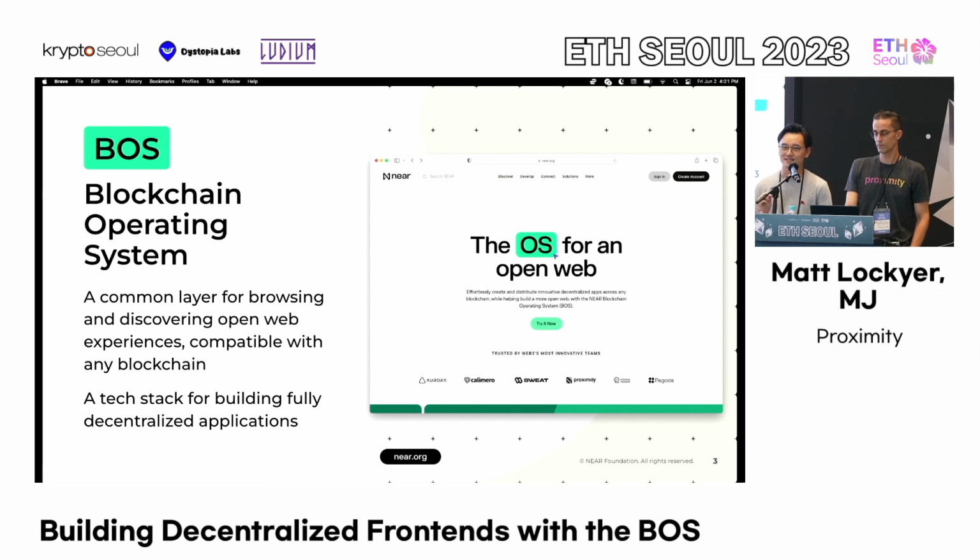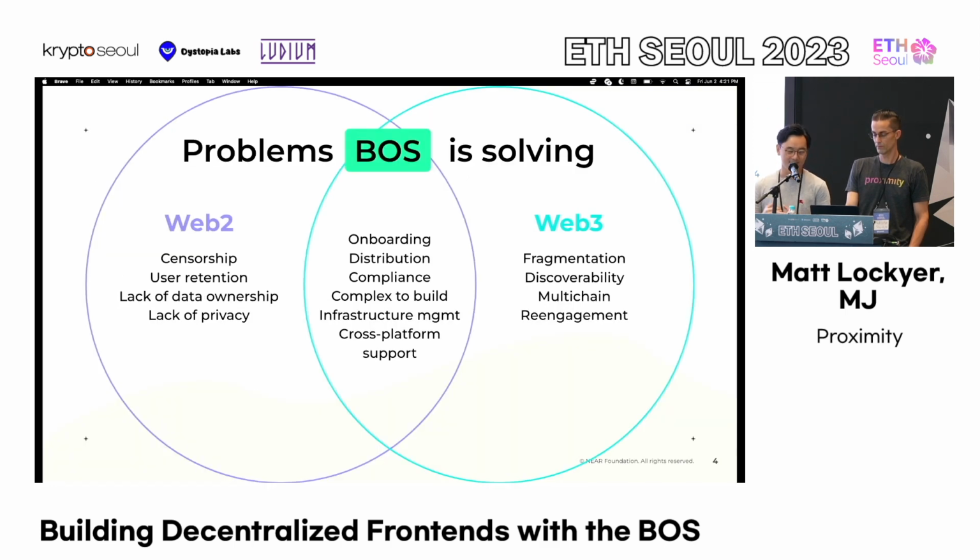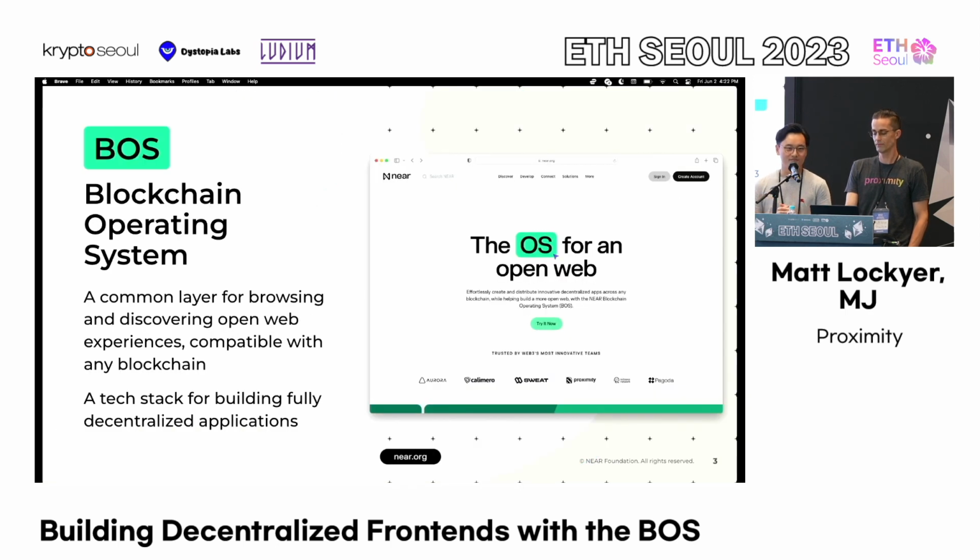One thing to highlight here is that the blockchain operating system is chain agnostic, so it can work with any blockchain. If you go to near.org, you can find applications that are not just on Near, but also on other blockchains like Ethereum, Polygon, zkSync, Arbitrum, and so forth. And from the developer's perspective, the blockchain operating system is a tech stack for them to build fully decentralized applications. The key word here is fully decentralized, which means that in addition to decentralizing your backend services with smart contracts, now you can also decentralize your front-end services with the blockchain operating system, which we'll dive into later in this presentation. Next slide, please.